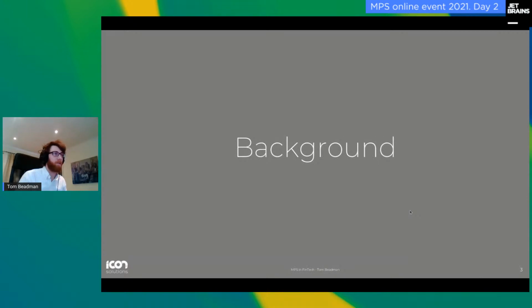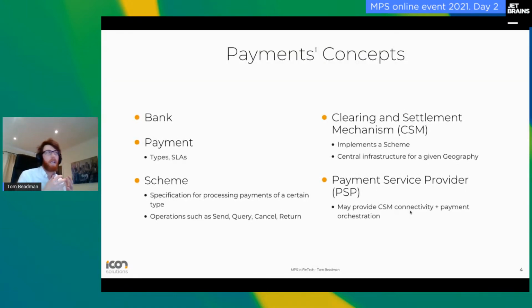So just a bit of background. We're talking about payments at the moment. If we think about making a payment, say if I want to pay Marcus and we're in different banks, what does that actually mean behind the scenes? There are a couple of key concepts that we need to define before we can identify where a DSL fits.